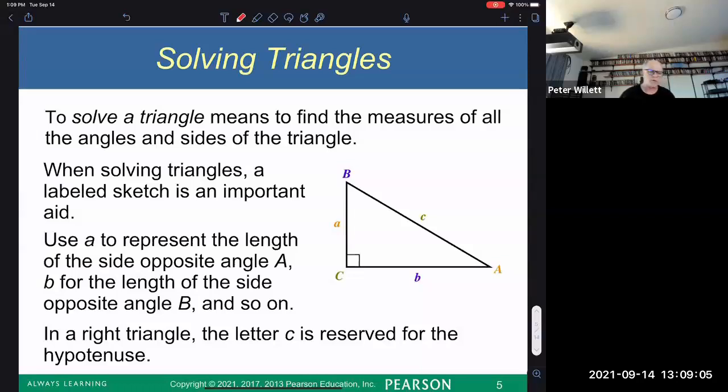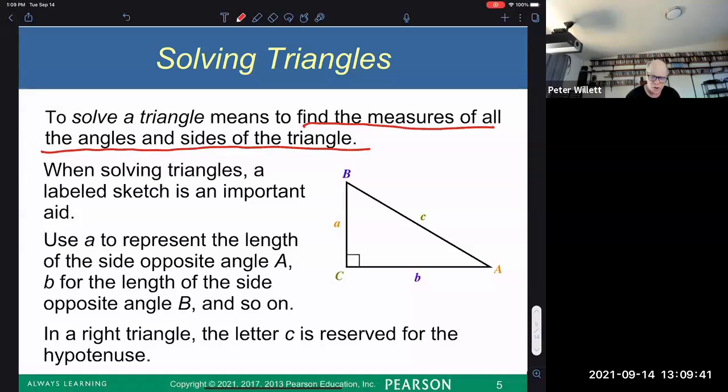Solving triangles. To solve a triangle means to find the measures of all the angles and sides of a triangle. We know a triangle, by the definition of a triangle, has 3 sides and has 3 angles. So the first thing we're going to do to warm up to this process of solving for parts when we don't know some of the parts is set up a convention, a standard way for labeling our triangles, the sides and the angles.